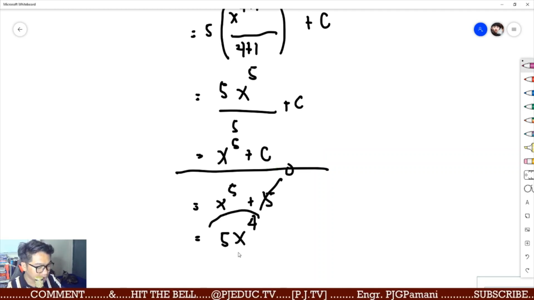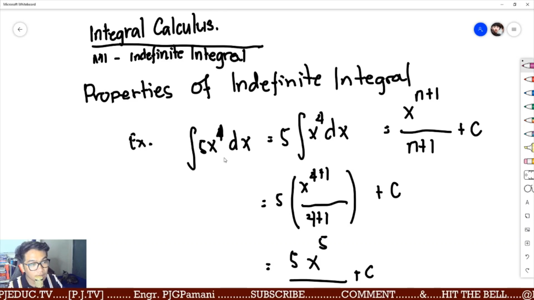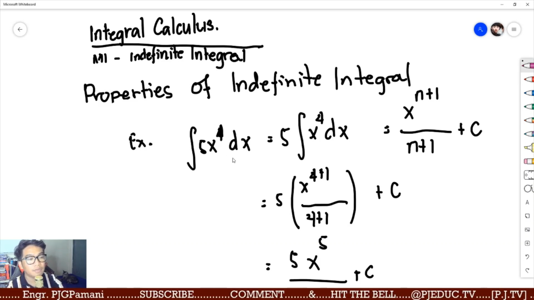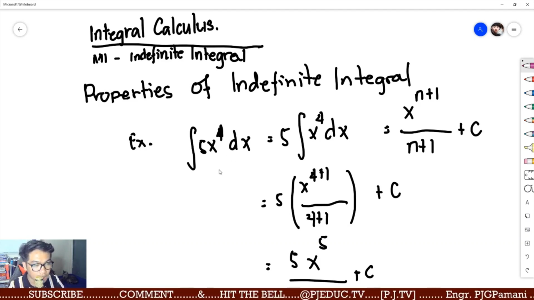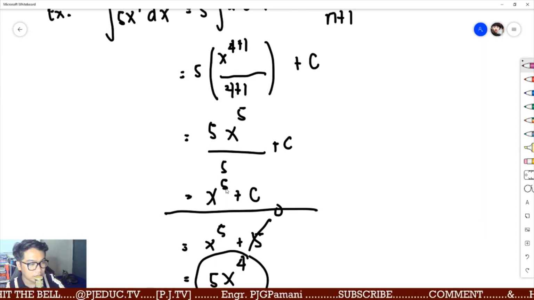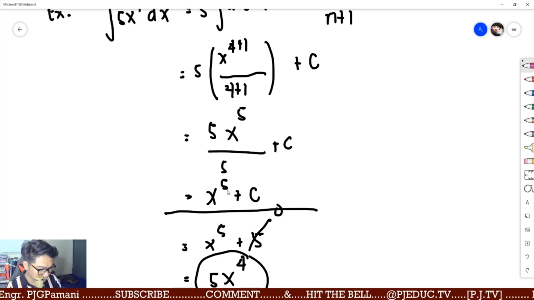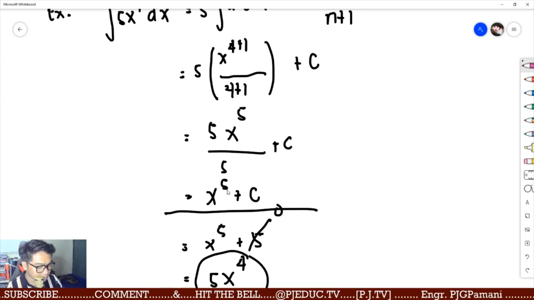So, babalik natin siya doon sa ating requirement, sa ating integral form. Then again, indefinite integral is simply the reverse of your differential calculus. That is why we have x raised to 5 plus c. Question?